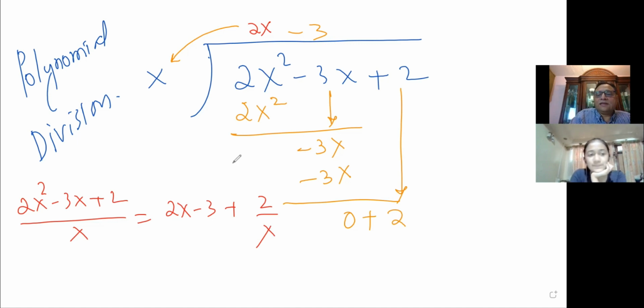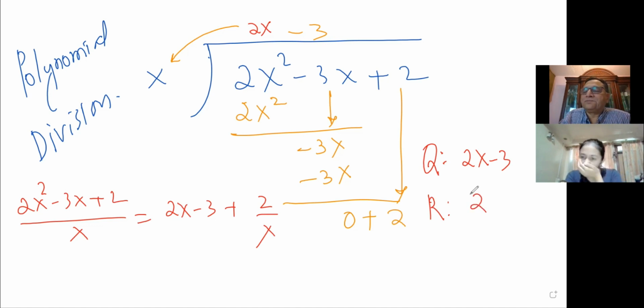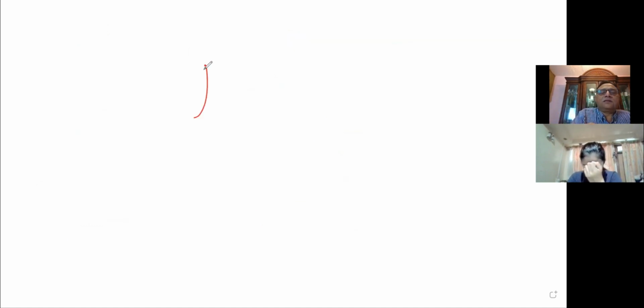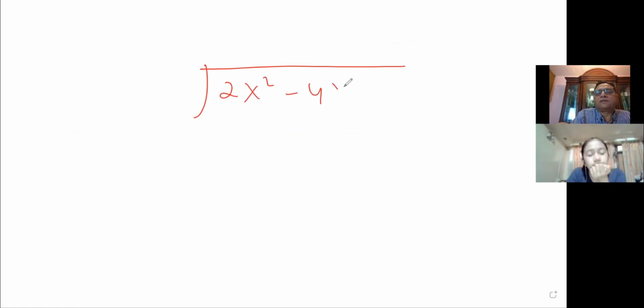Yes. So in this case, clearly, we have the quotient, which I'm going to write with q. The quotient is 2x minus 3, and the remainder is 2. Is that clear to you? Yes. Now let's complicate this a bit. Let me clear this. And now this time we have something like 2x squared minus 4x plus 10, and we are going to divide this by 2x minus 1. Let us see. Correct? Yes.